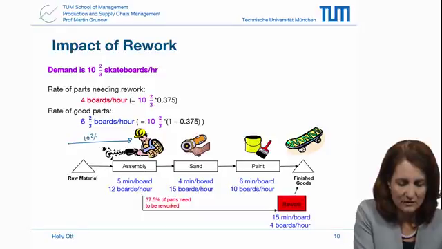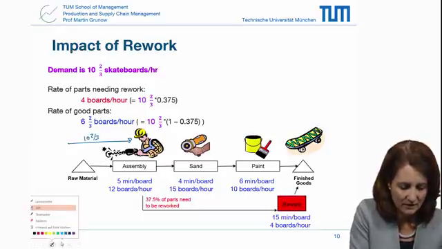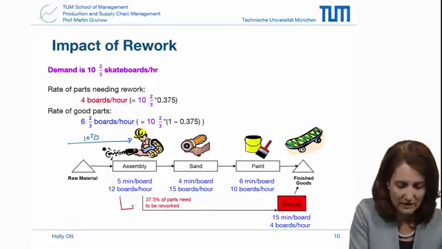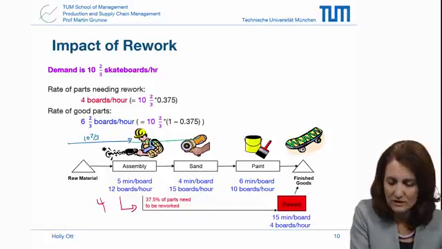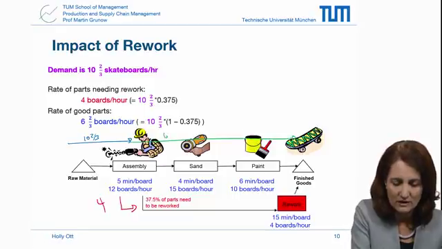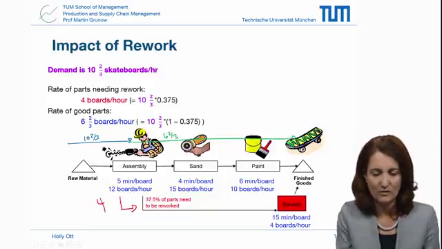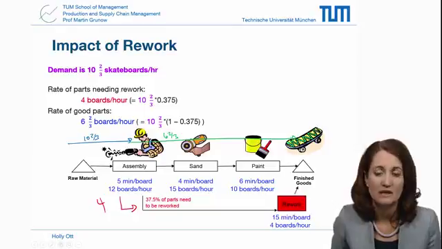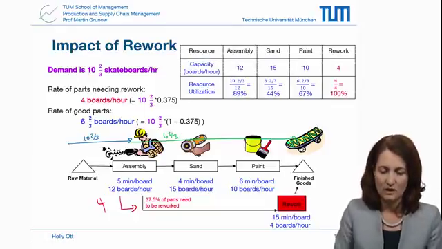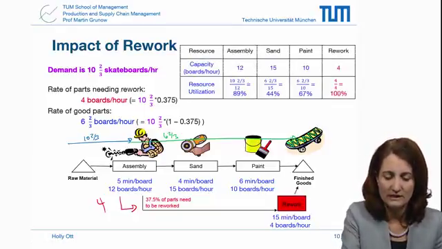We end up with 10 2/3 skateboards per hour coming in. Of those, we have reworking of 4 boards per hour, and the good parts that continue through are 6 2/3 skateboards per hour. So if we look at the capacities for this, then we end up with assembly seeing 10 2/3 skateboards per hour over 12 is 89%.